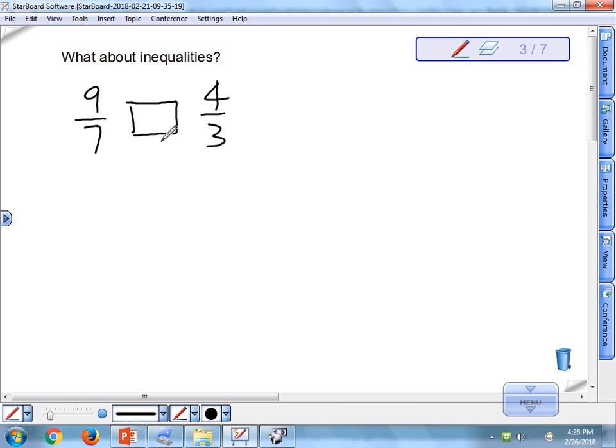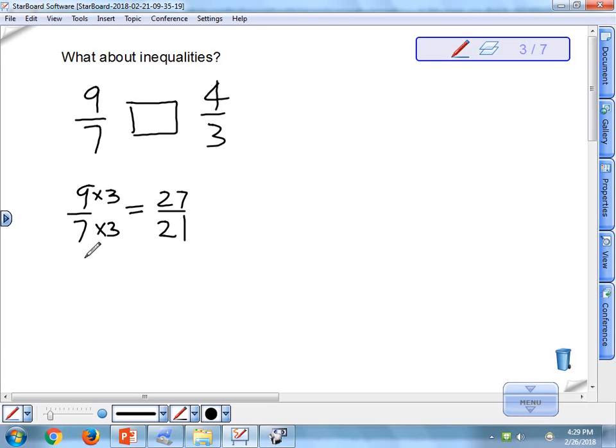So let's take a look at 9/7. Suppose I take 9/7 and I multiply the denominator and the numerator by 3, and I get 27 over 21. Now obviously the 3 came from the denominator of the other fraction that we're going to compare 9/7 to. It's the denominator of 4/3.